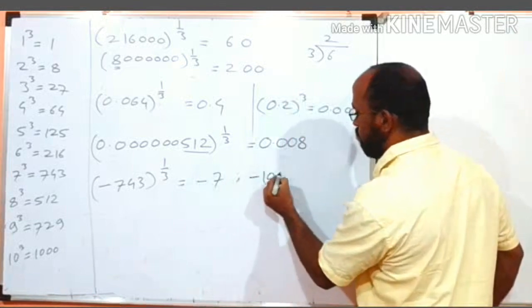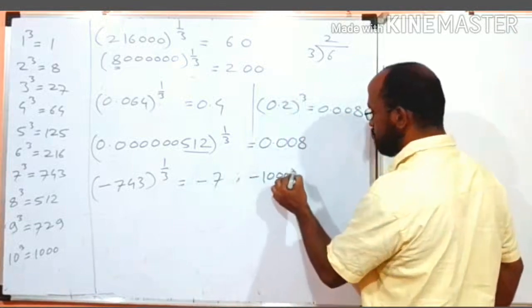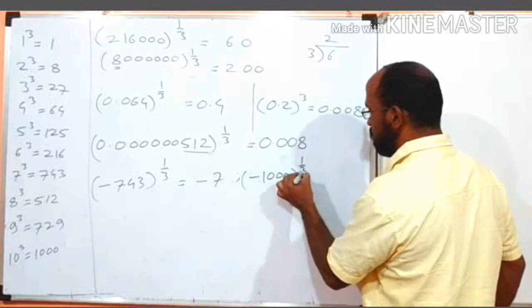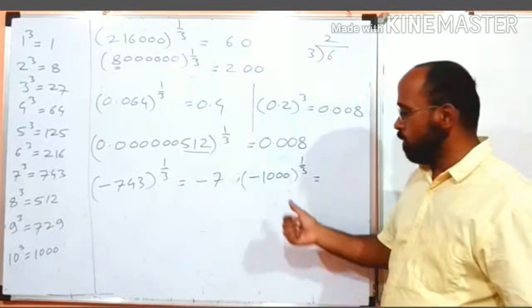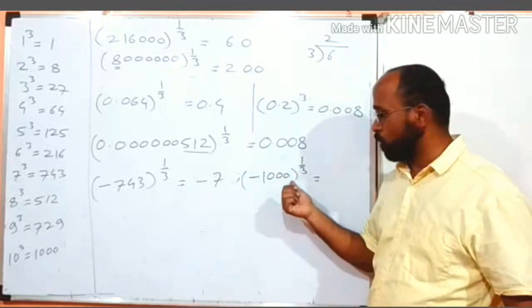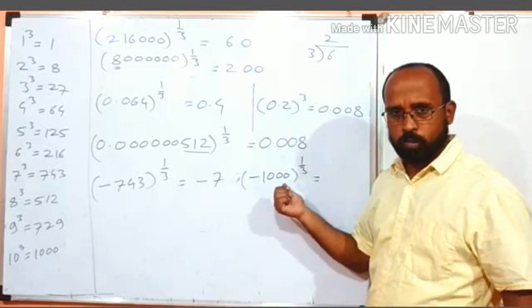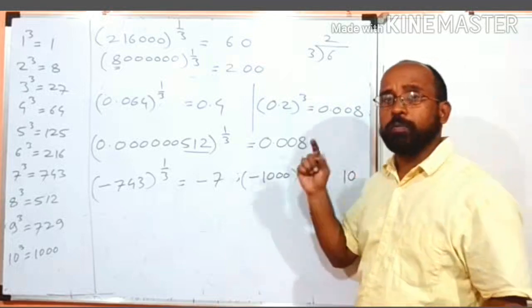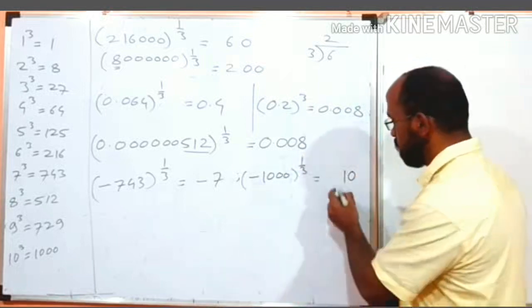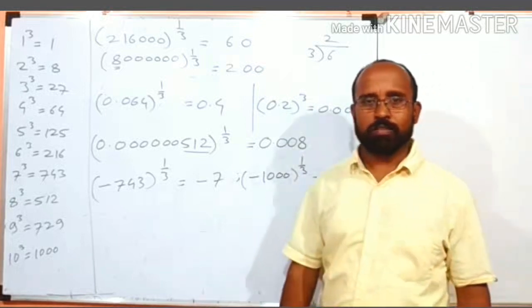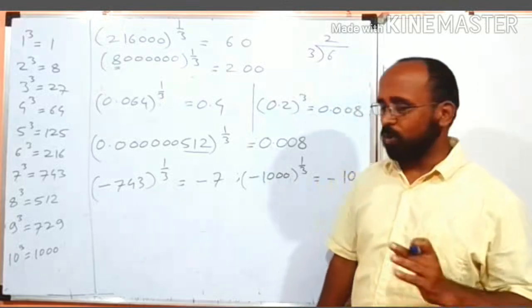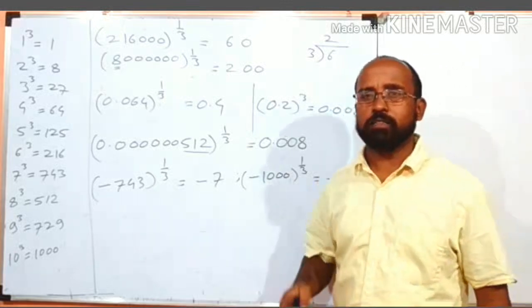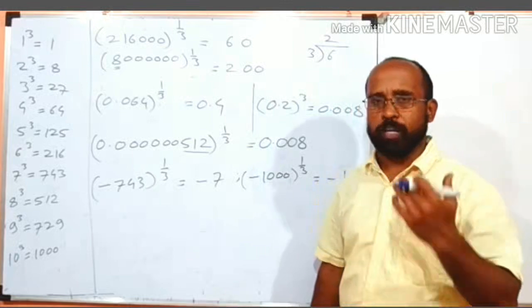Let us find the cube root of minus 1000. The cube root of negative 1000 will be equal to... What do we have to do? Find out the cube root of this 1000. The cube root of 1000 is 10. And the cube root of a negative number is always negative. So it will be minus 10. Is it easy? Right? Now let us move towards the final part, that is, find the cube root of a fraction.